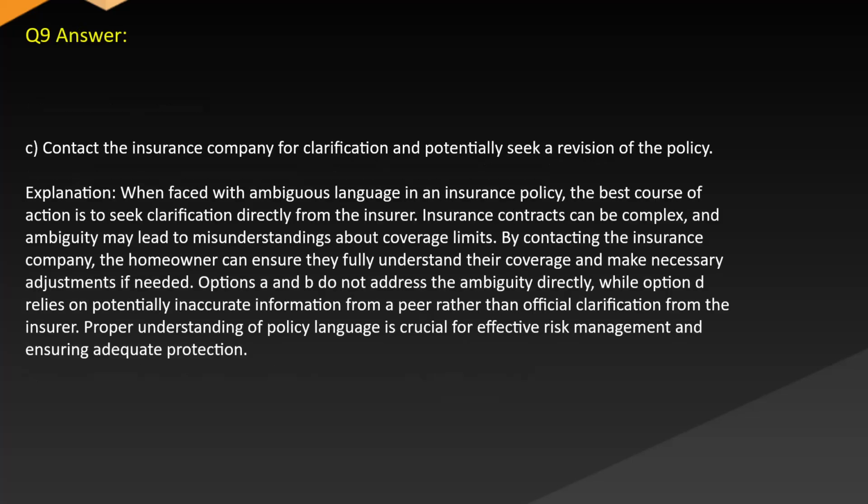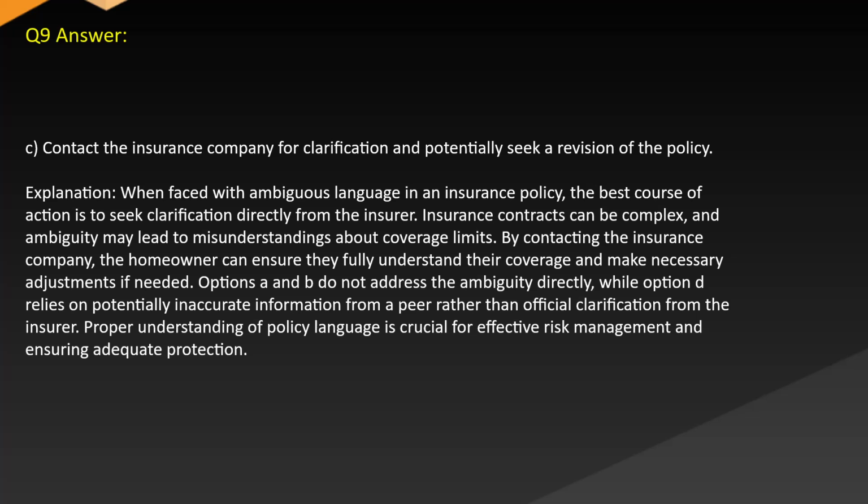Answer. C. Contact the insurance company for clarification and potentially seek a revision of the policy. Explanation. When faced with ambiguous language in an insurance policy, the best course of action is to seek clarification directly from the insurer. Insurance contracts can be complex, and ambiguity may lead to misunderstandings about coverage limits. By contacting the insurance company, the homeowner can ensure they fully understand their coverage and make necessary adjustments if needed.